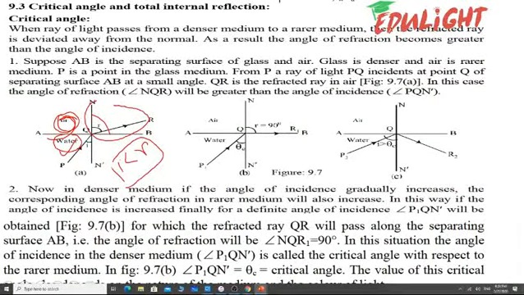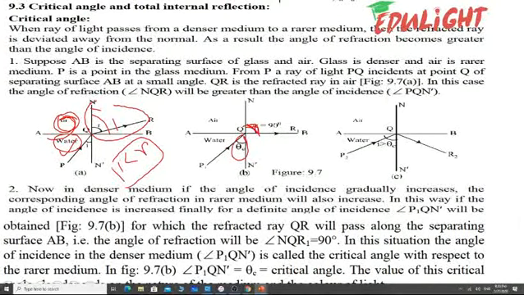But for a particular incident angle, instead of refracting at an angle like this, which is less than 90 degrees, it will refract through an angle of 90 degrees. That specific angle, for which we get the refracted angle as 90 degrees, is called the critical angle.